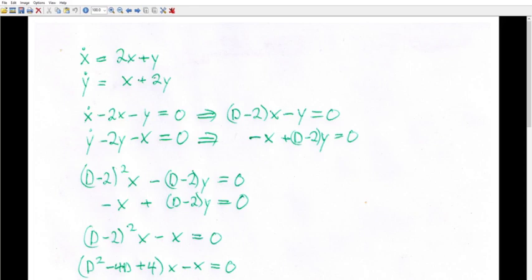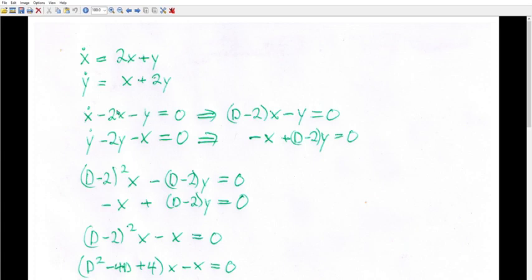Today is an introduction to matrix methods for systems of linear differential equations. To start off with, we're going to look at a system that we know how to solve. We're going to solve it, and then we're going to look at the equivalent matrix form. So let's start with the system x dot equals 2x plus y, y dot equals x plus 2y, and we'll use the methods we've talked about before.